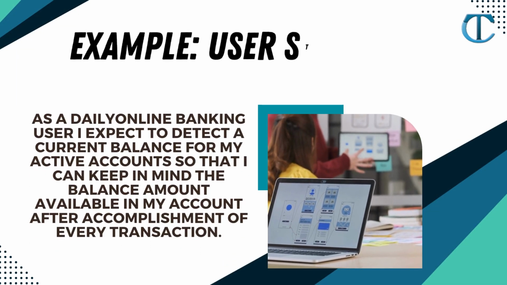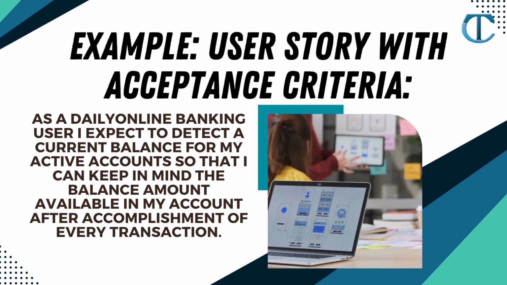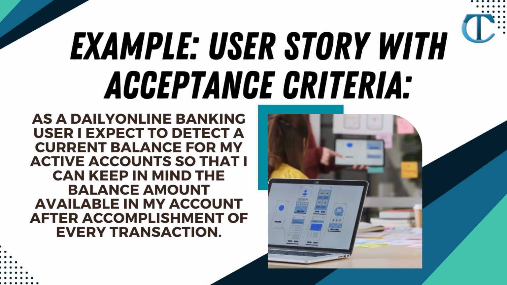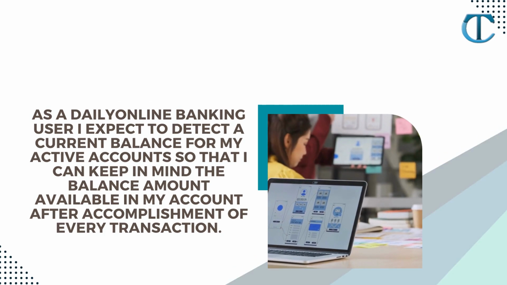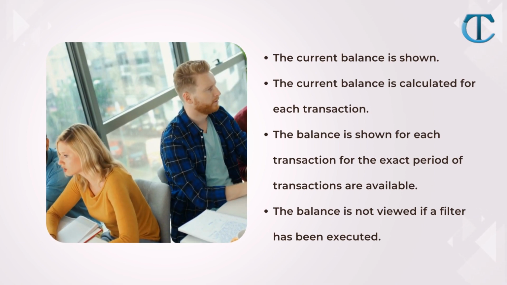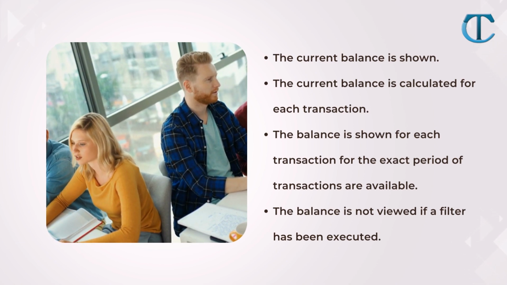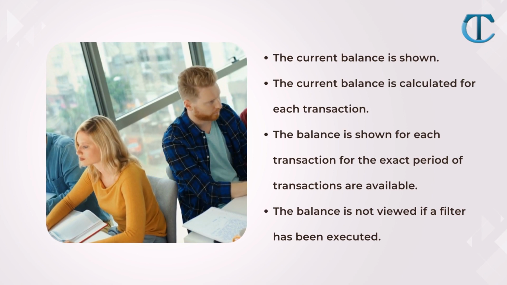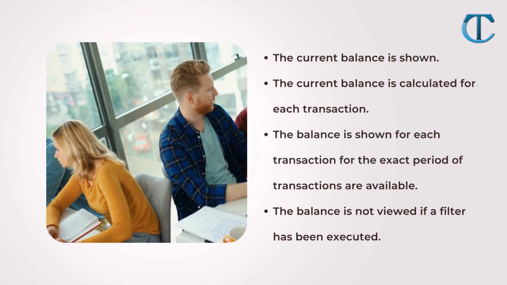Example, user story with acceptance criteria. As a daily online banking user, I expect to see a current balance for my active accounts so that I can keep in mind the balance amount available in my account after completion of every transaction. The current balance is shown. The current balance is calculated for each transaction. The balance is shown for each transaction for the exact period the transactions are available. The balance is not viewed if a filter has been applied.